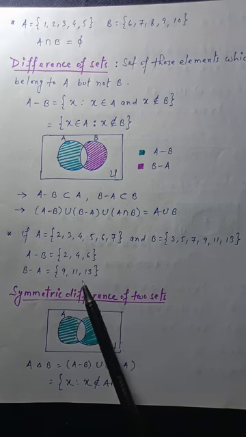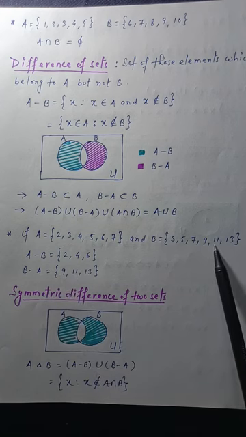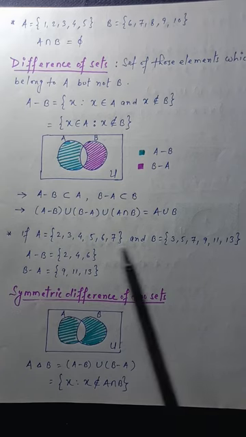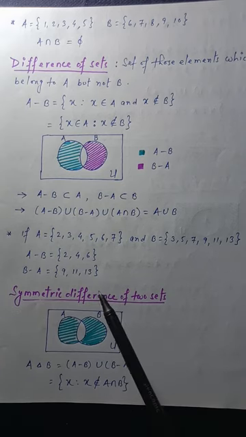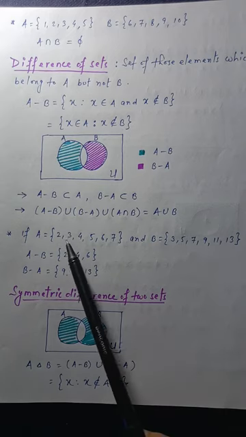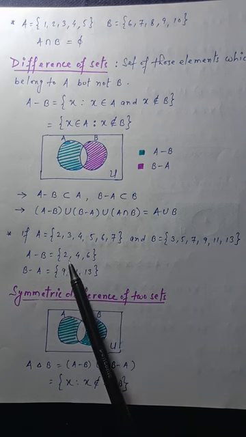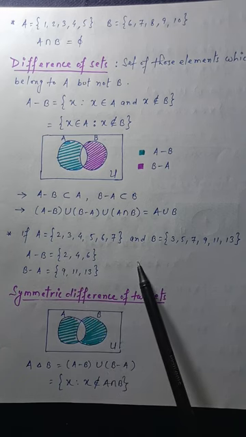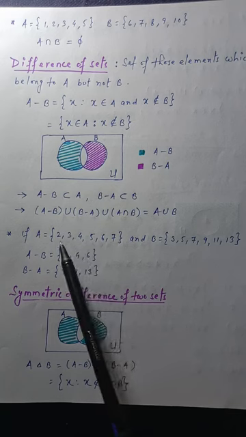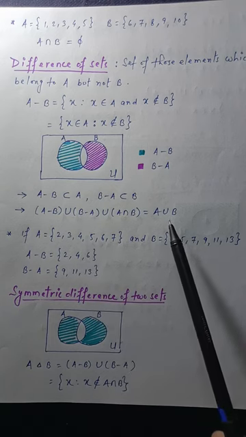Similarly for B minus A, we will take those elements which are in B but not in A. So here 9, 11, and 13 are present in B and these elements are not in A. So we will write them here. And you can check here also what the intersection is. I think the intersection is 3 and 5. So when you merge all the things, you will get 2, 4, 6, 9, 11, 13, 3, 5, which is nothing but A union B. So this result is true.